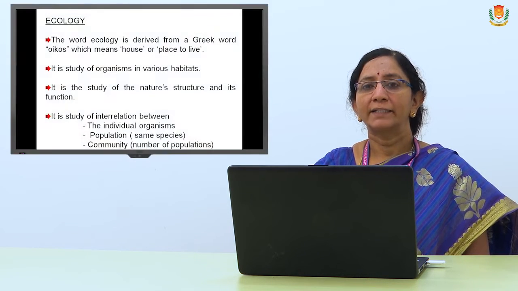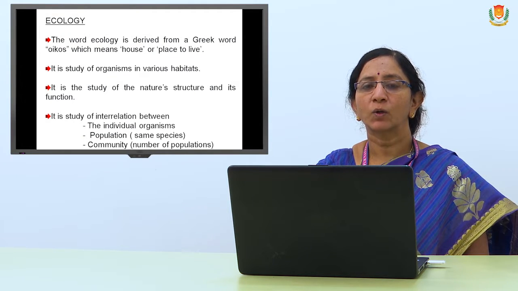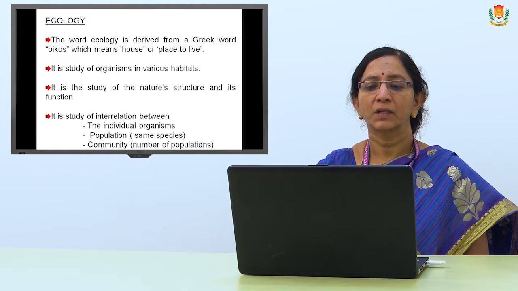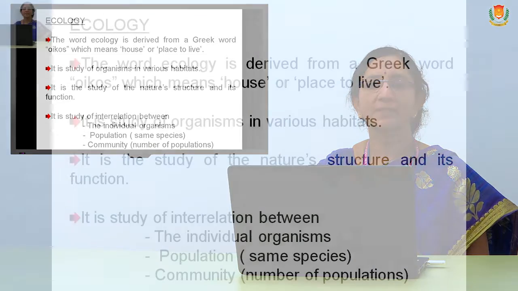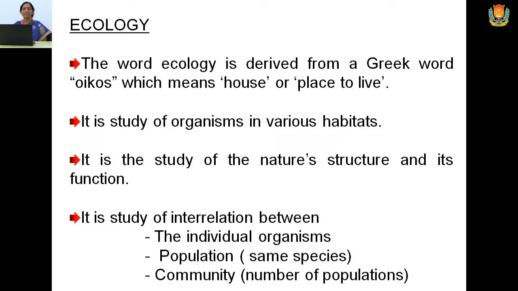Now, definitions. Ecology is the study of interactions among organisms or group of organisms with their environment. So here the environment consists of both biotic components, that means living organisms such as animals and human beings, and abiotic components such as non-living organisms.